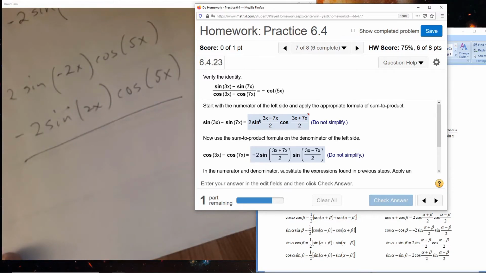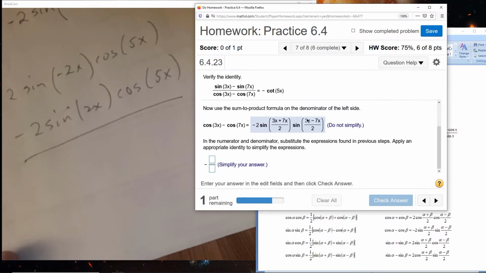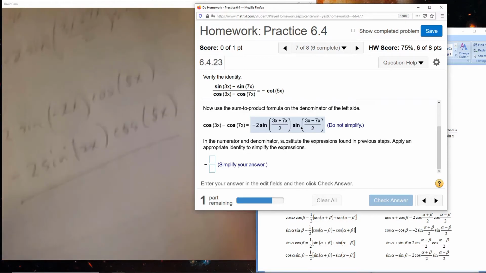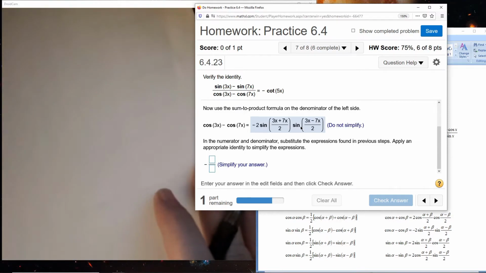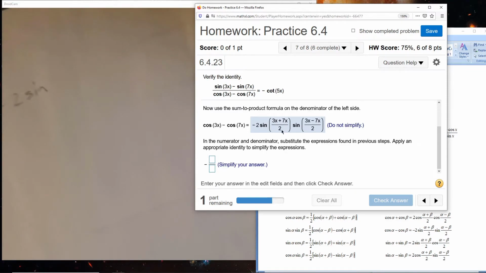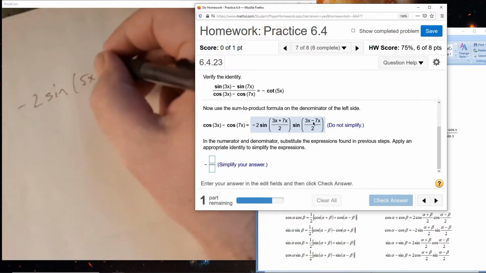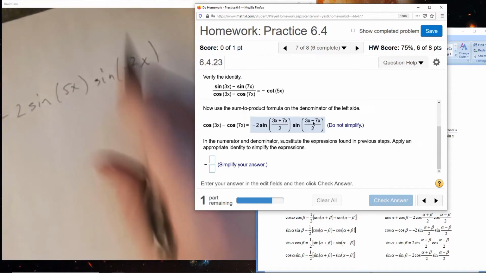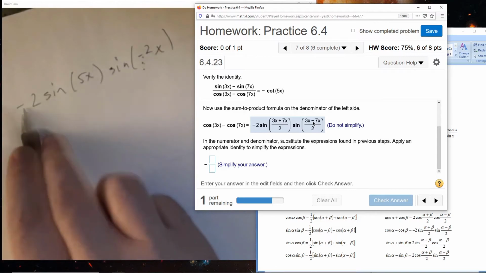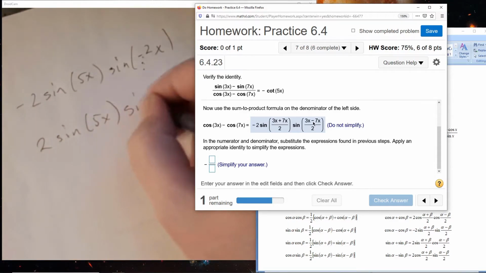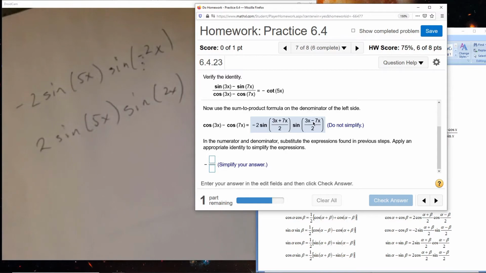of our entire identity. The denominator is the second one here. And that one, so 3 plus 7 is 10, divided by 2 is 5. 3 minus 7 is minus 4. Minus 4 divided by 2 is minus 2. We have the same deal again, odd function. We can pull the minus sign out. This function's already minus, so pulling the minus sign out will make it positive. And this is the denominator.